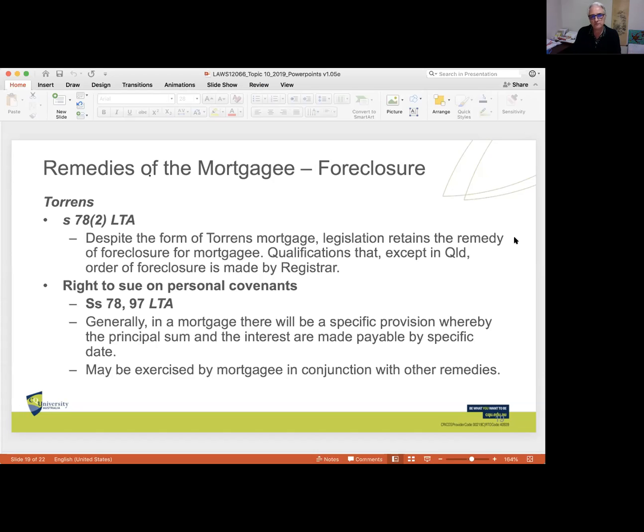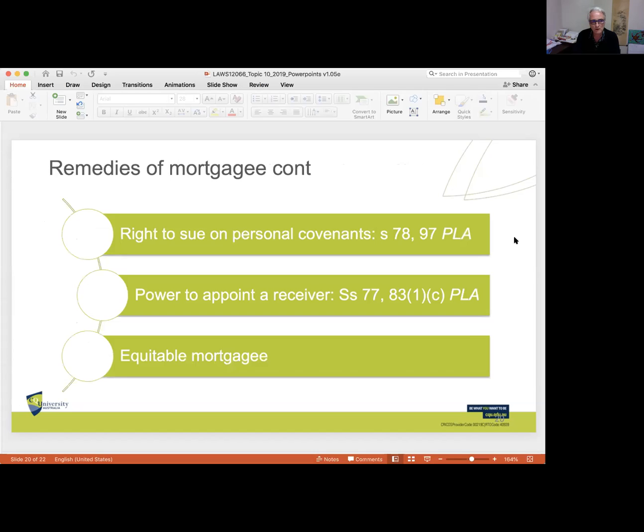And in terms of the relevance under the Torrens system, we see that Section 78 of the Land Title Act is relevant because it essentially retains that remedy of foreclosure, but there are qualifications in Queensland, and the orders there can be made by the registrar, as we see. And there's also the mortgagee can sue on personal covenants, and just be mindful of that dimension of the mortgagee's entitlements.